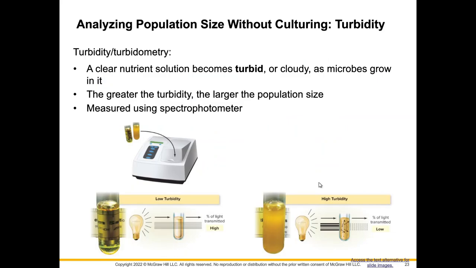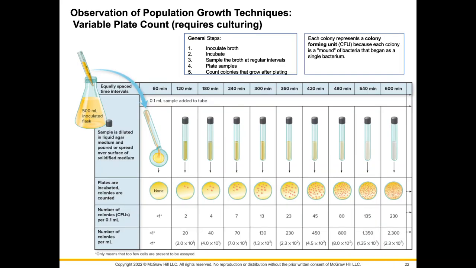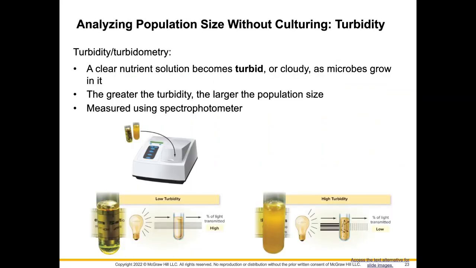Okay, so there are other methods that we can use to analyze population size without culturing, right? Just to understand the difference here, we needed to culture bacteria and incubate them over time to do this process, and it was pretty lengthy. So we can utilize another method that's simpler, and it's the turbidity or turbidimetry method. What it analyzes is how turbid a substance is.